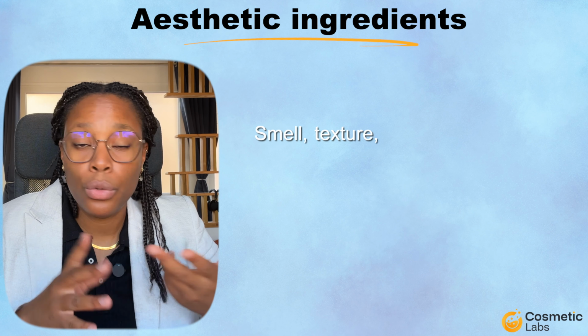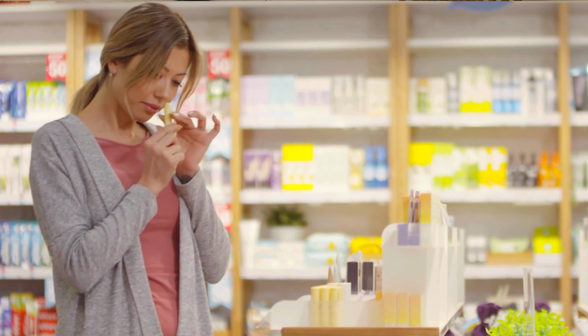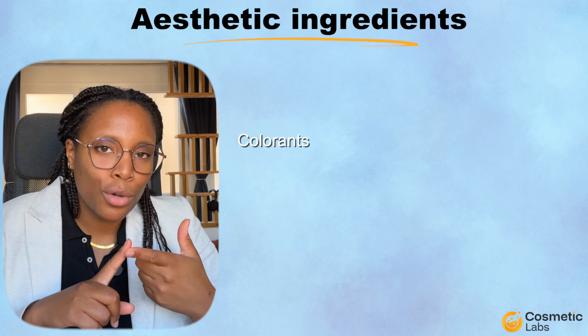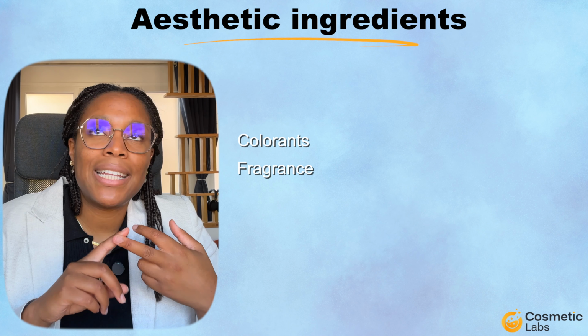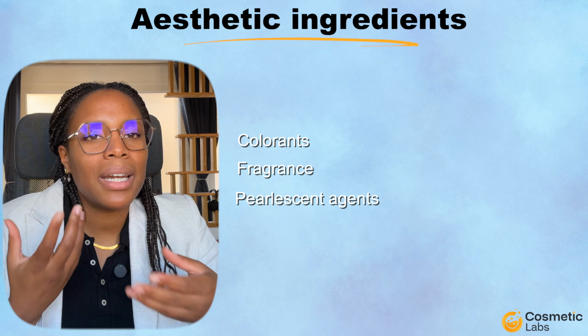And finally, the aesthetic ingredients that help with the aesthetic of your product. They are all about the sensory appeal of your product, the smell, the texture, the look, in order to attract your consumers and make them spend a nice time using your products. So you will have, for example, the colorants that will give the color or the tint of your product, the fragrance to give a nice scent to your formulation, pearlescent agents that give a shimmery, pearl-like appearance to your formulation, and various texture modifiers that can give this silky touch to a cream or a whipped texture.